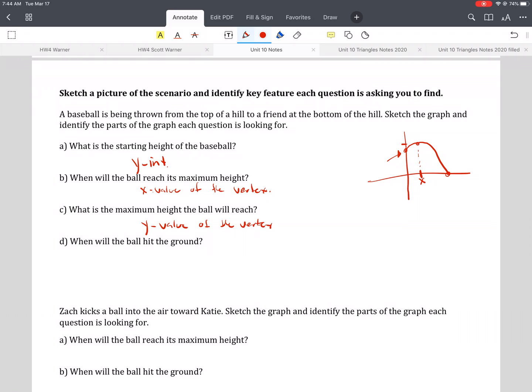And when will the ball hit the ground? So that would be here at an x value, would be the x-intercept.